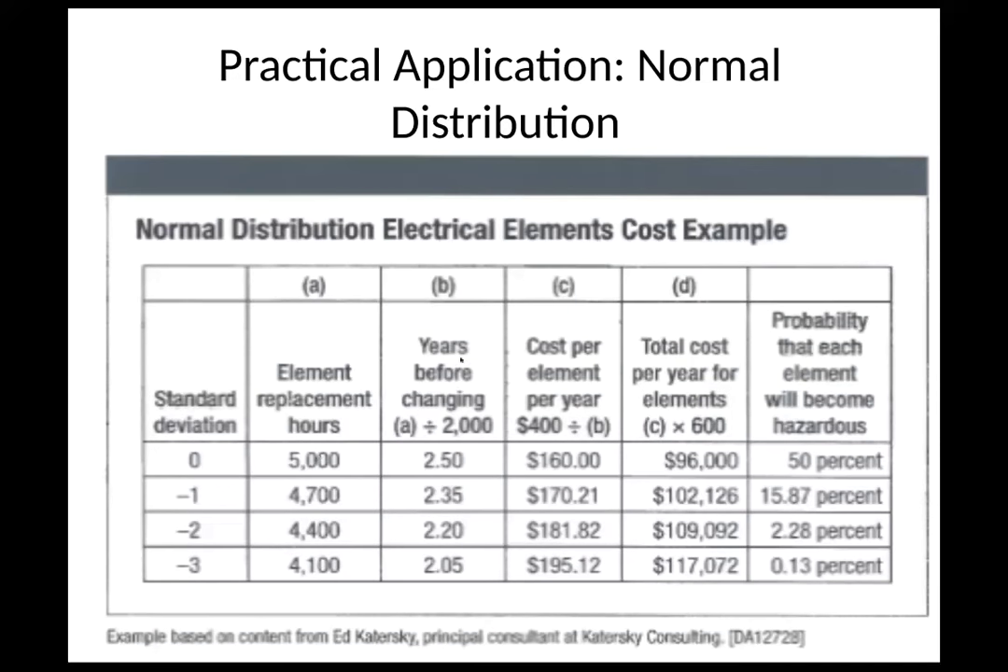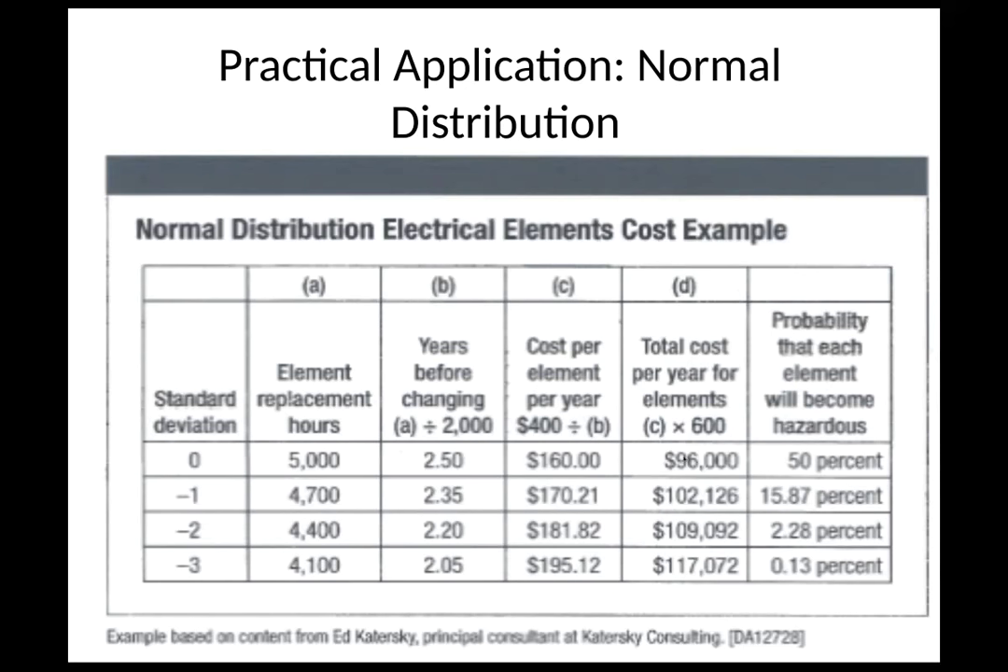So how often would we need to change? To determine that, we divide 5,000 hours by the 2,000 hours of use per year, and that will give us an idea of when we would actually change it, which is every 2.5 years. If we go to three standard deviations, we're going to change it every 2 years instead of 2.5 years. And the cost per element, if you look at what it's going to cost us if we do that, we can come up with some numbers. The whole idea is to put probability distributions on the cost of having less failure.